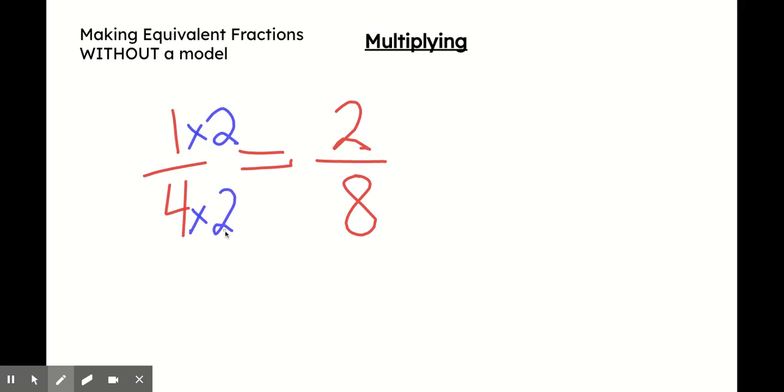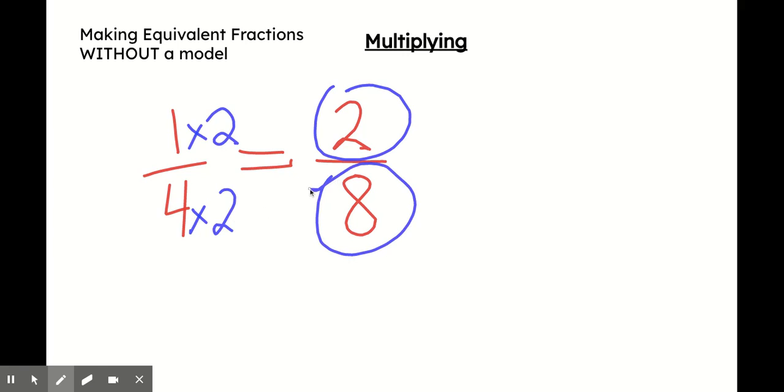This is the biggest rule in equivalent fractions. You can't switch up the numbers from the numerator and the denominator when you multiply. You can't say, oh, I'm going to do times 3 on the top and then times 5 on the bottom. They won't be equivalent then. You have to stick to one number. You have to multiply for both sections. And 1 times 2 equals 2, and 4 times 2 equals 8.